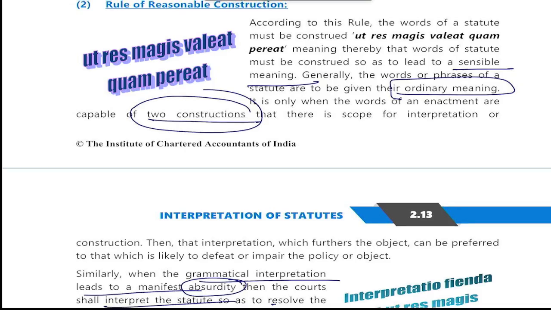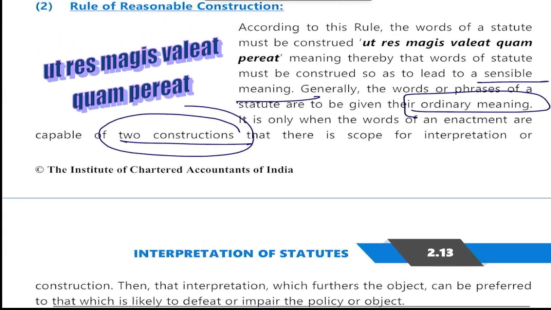This is a very rarely tested question in exam, but still I will complete these 5 points. Read first. First thing is, words of statute must be construed, means understood, so as to lead to a sensible meaning. Point 1. Latin maxims you may not remember, so leave them. Main content you need to write. So, words and phrases of a statute should be given their ordinary meaning. Point 2.